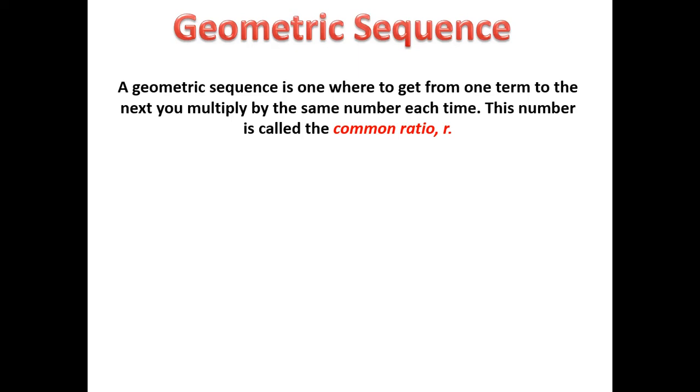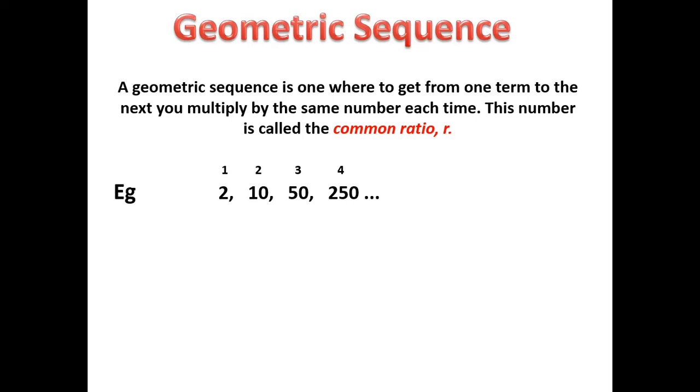For today's video, I will be reviewing geometric sequence. We define a geometric sequence as one where, to get from one term to the next, you multiply by the same number each time, and this number is called the common ratio. So for the geometric sequence, we only have to know the common ratio. This is represented by r.